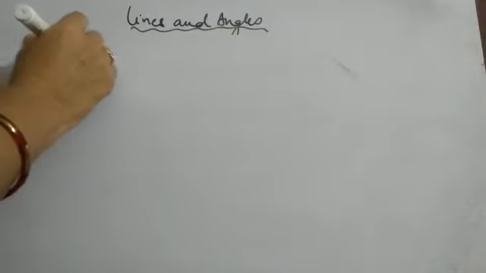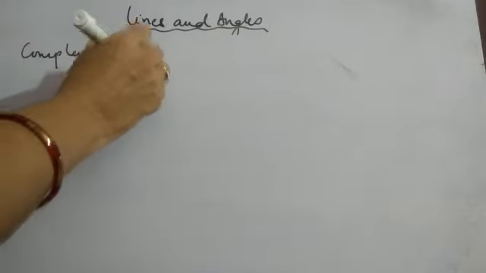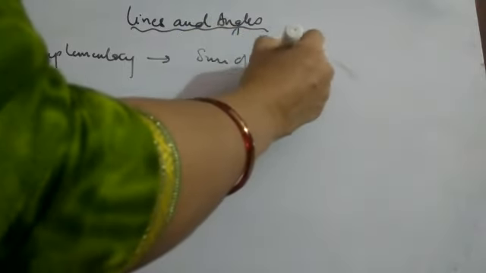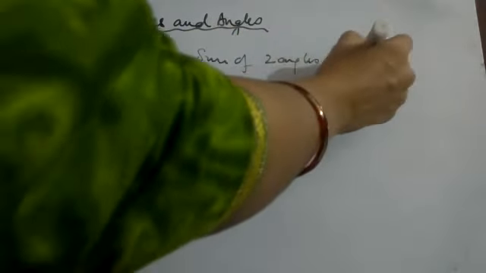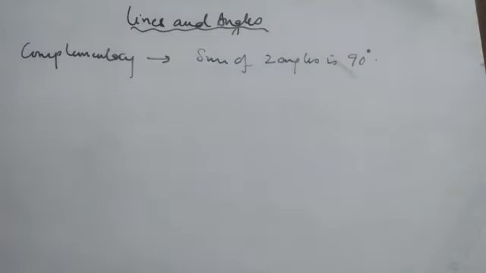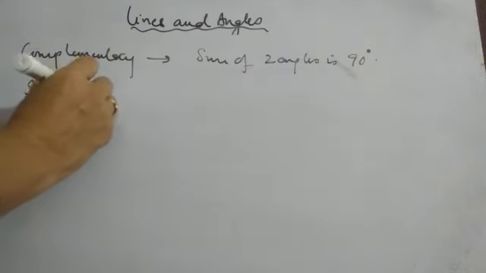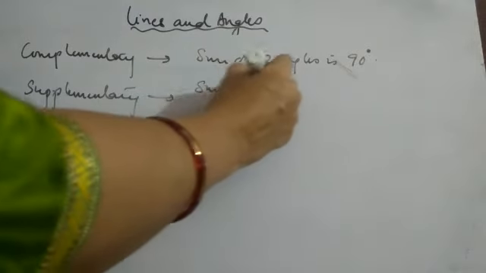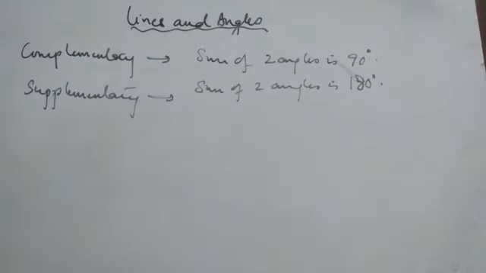The types of angles now. The first is complementary. Complementary means the sum of two angles is 90 degrees. Such angles are called complementary angles. Then you have supplementary. The sum of two angles is 180 degrees. When the sum of two angles is 180 degrees, then they are known as supplementary angles.